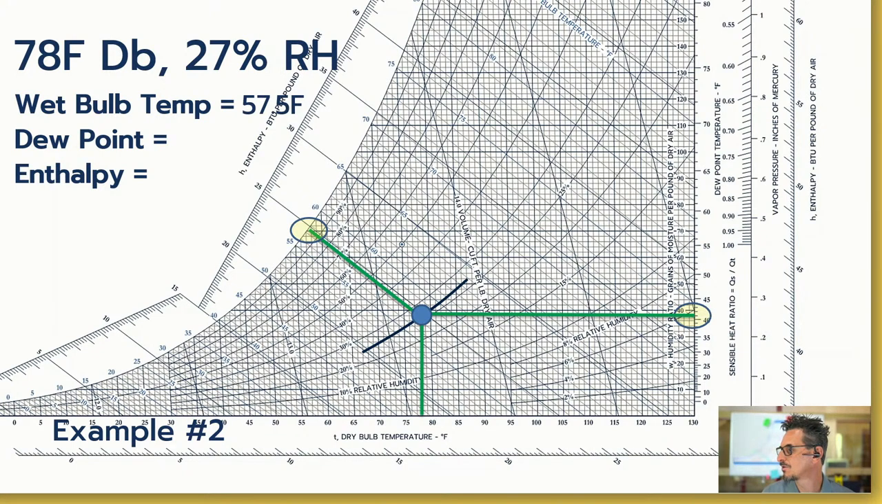I think that's about 41-ish. Yep, 41 degree dew point. And then enthalpy, or as we say it up here in the mountains sometimes, you would just draw that line there, and that's about 24-ish, I believe, 24.7.